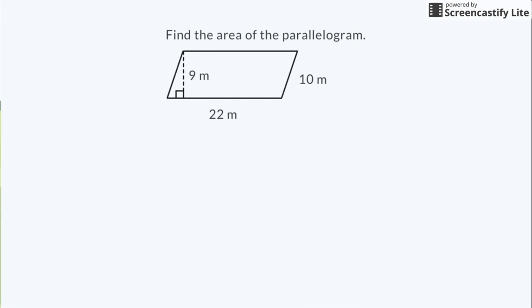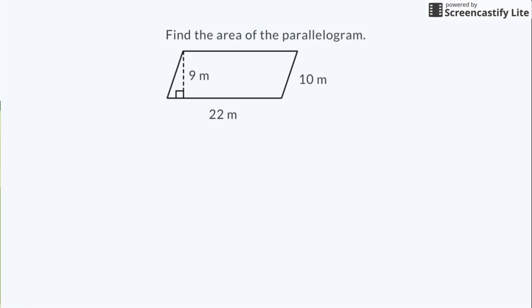Let's get started. A parallelogram is a quadrilateral with two pairs of parallel lines. Any side can be considered the base, but typically the line on the bottom of the shape is chosen as the base. The height is the length of a line segment perpendicular to the base.